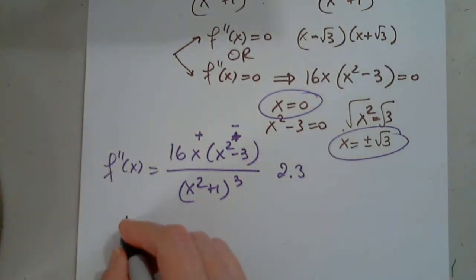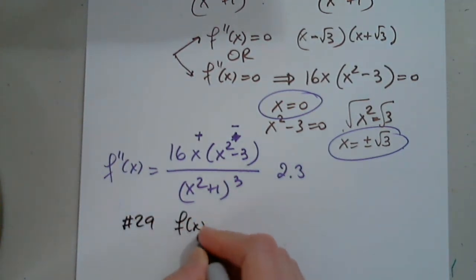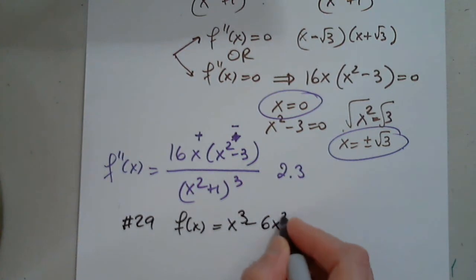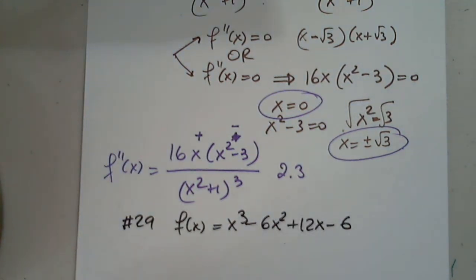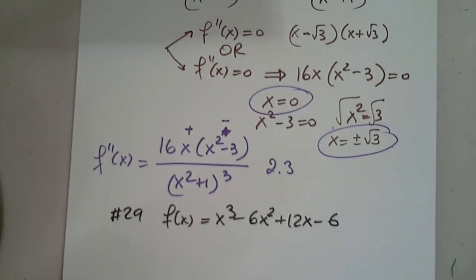29. So we have f of x equals x cubed minus 6x squared plus 12x minus 6. Perfect. Okay. So the question is asking us to sketch the graph, list everything. So the question is asking us to do everything, of course, with the purpose of graphing from the beginning till the end. Okay. So I'm going to get my table started on the next page.